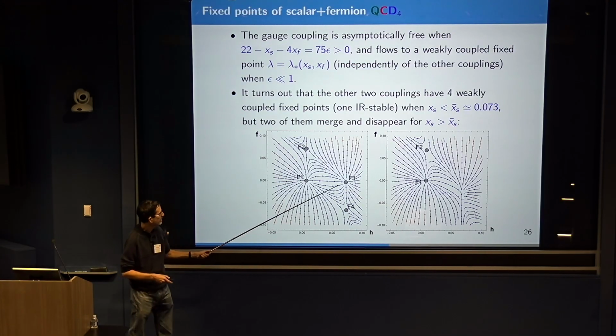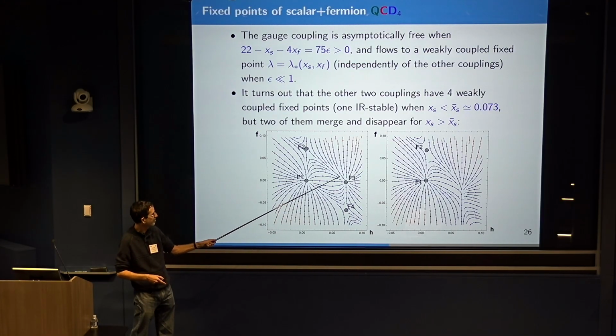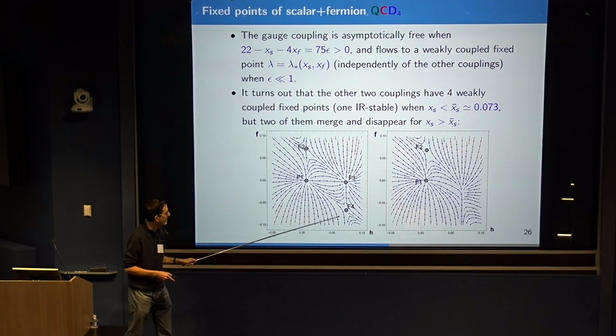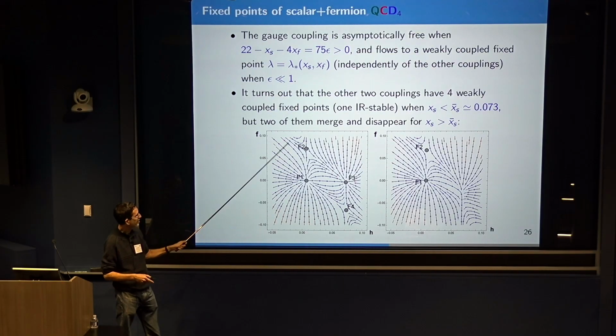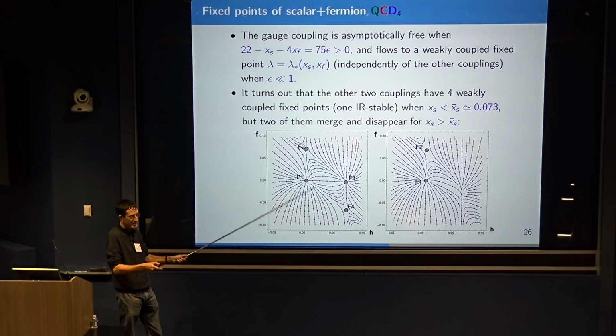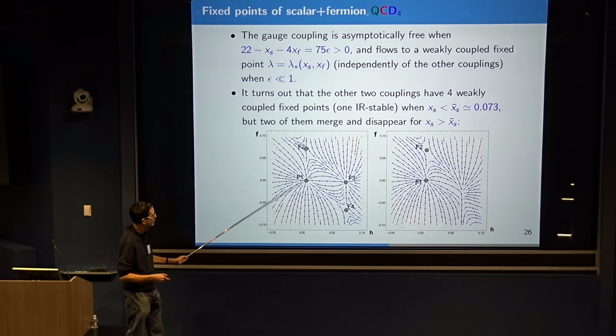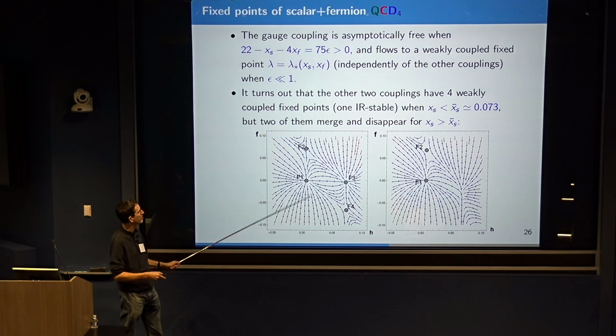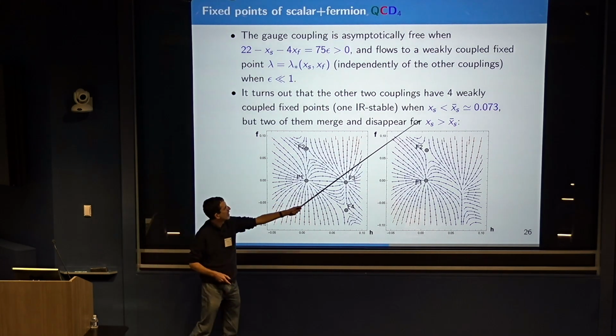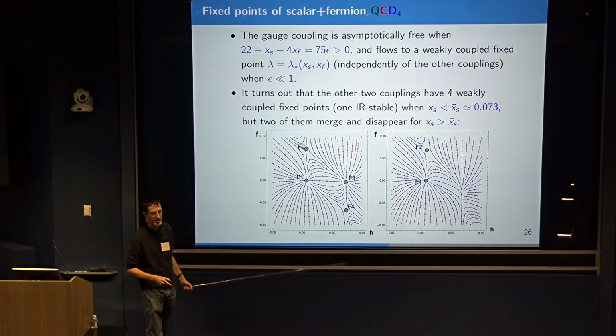So one of these fixed points is completely stable, so that we would generically flow to it. That's this fixed point F3. And then there are two other fixed points where we have to fine-tune one parameter, and one other fixed point where we would have to fine-tune two extra parameters to flow to it. So this is what the RG flow looks like. Again, this is all weakly coupled, and in this range where XS is smaller than 0.073.